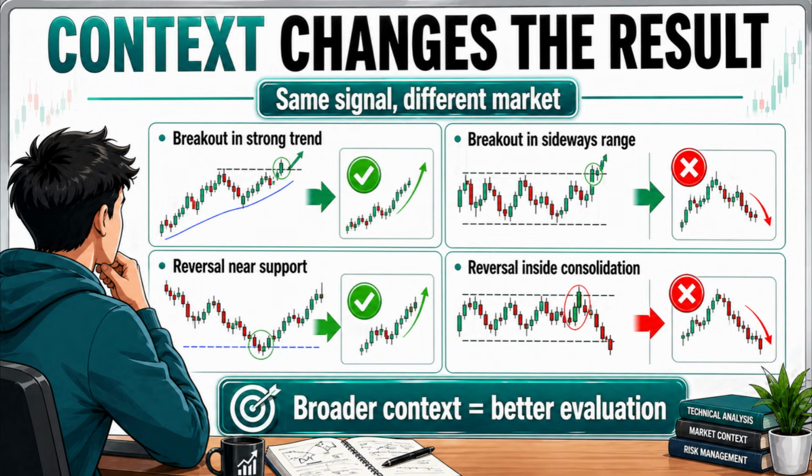Similarly, a reversal pattern near a major support level may behave differently from the same pattern appearing in the middle of a consolidation range. Without understanding the broader context, it can be difficult to evaluate whether a signal has a reasonable probability of success. This is where a structured framework becomes useful.